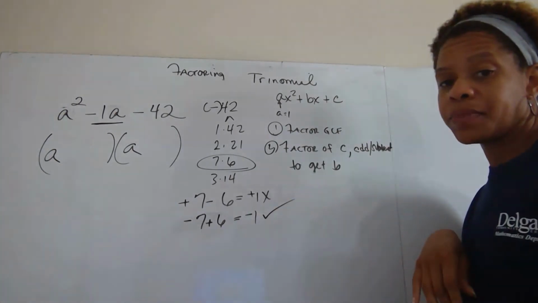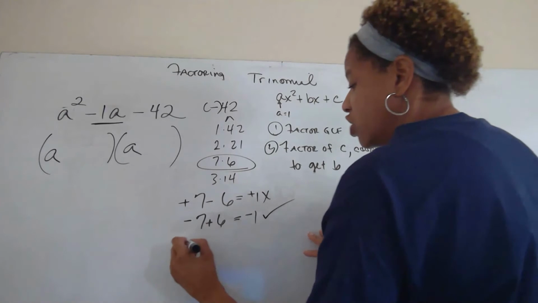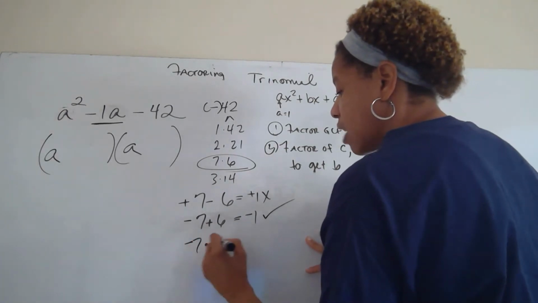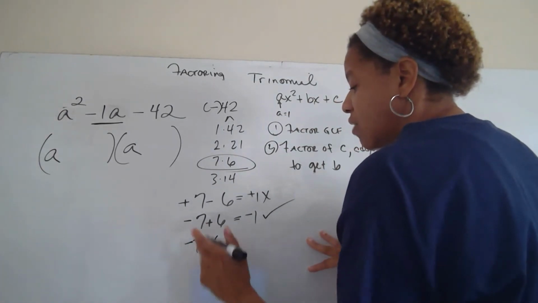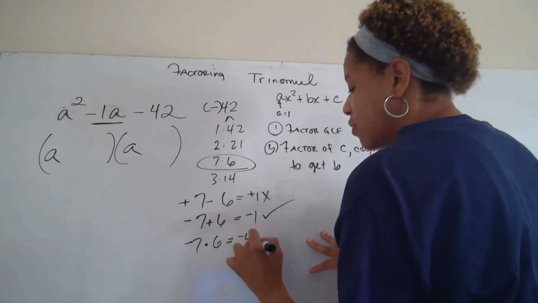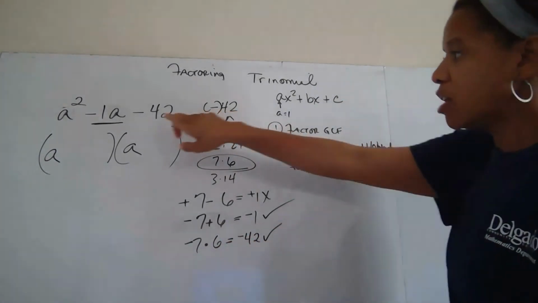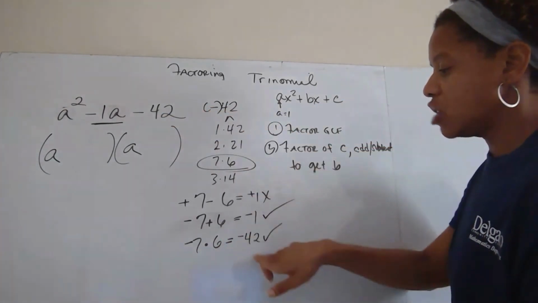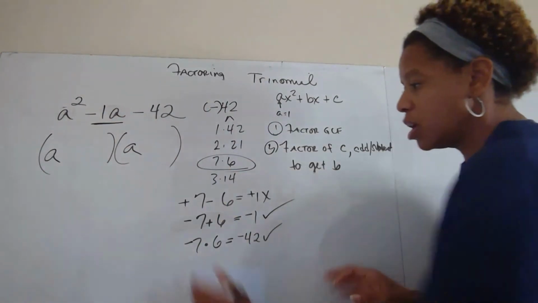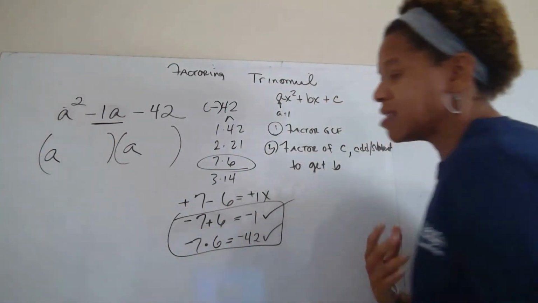That's a check. What's the next thing you're supposed to check? Check to see if the product comes out what you needed. So negative 7 times a positive 6 is a negative 42. Check. So you make sure you get the product and you make sure you get the middle term. So when that gets double checked, that means I have my number.